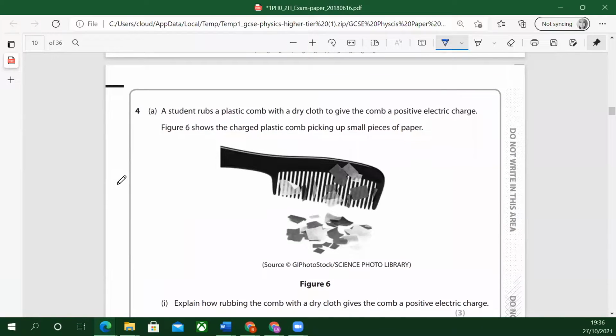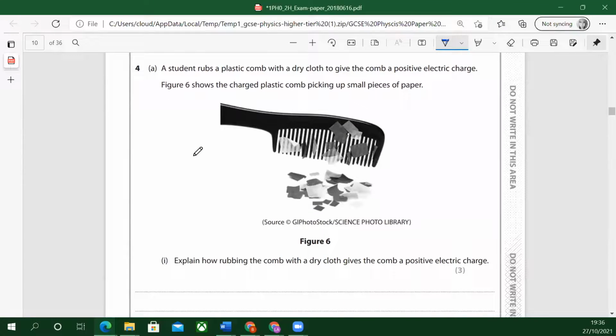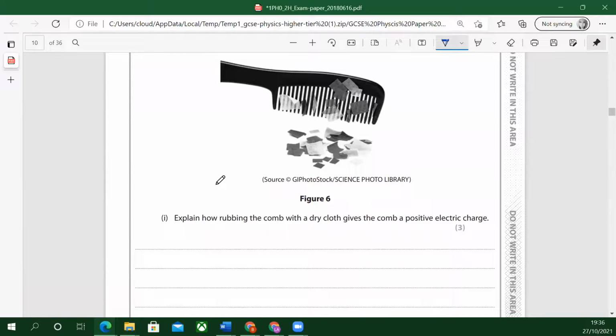Number 4. A student rubs a plastic comb with a dry cloth to give the comb a positive electric charge. Figure 6 shows a charged plastic comb picking up small pieces of paper. Okay, you might have done that before yourselves. Explain how rubbing the comb with a dry cloth gives the comb a positive electric charge.